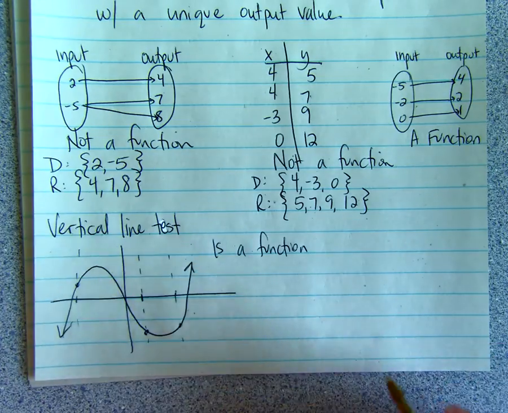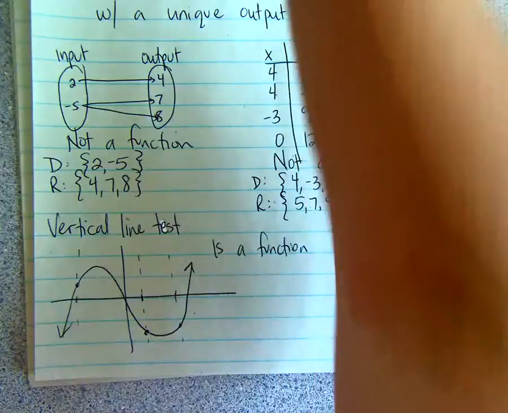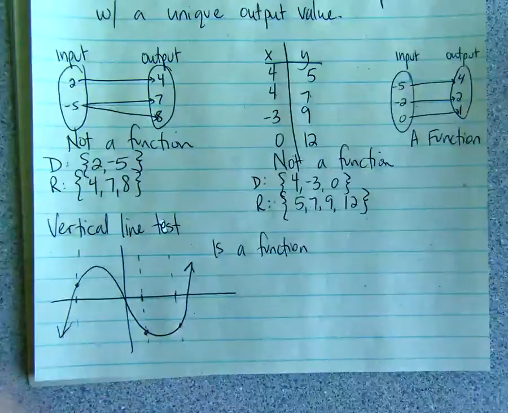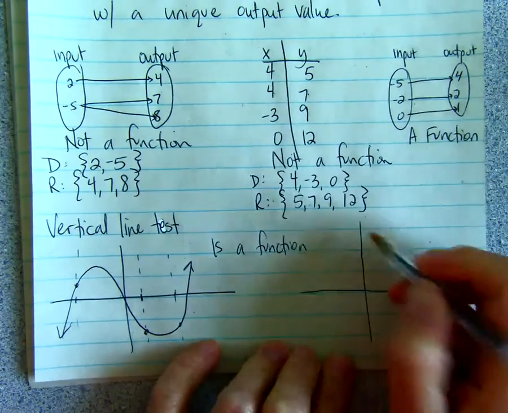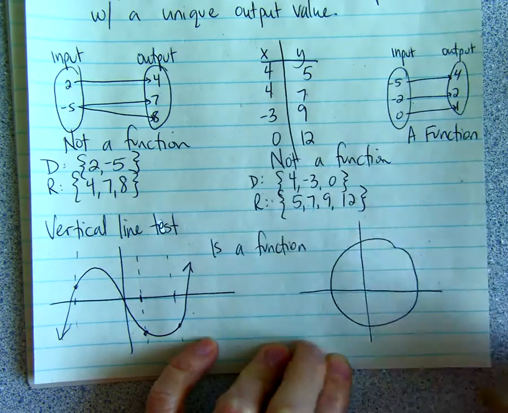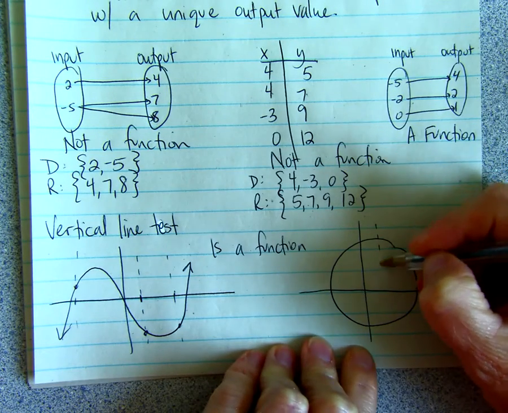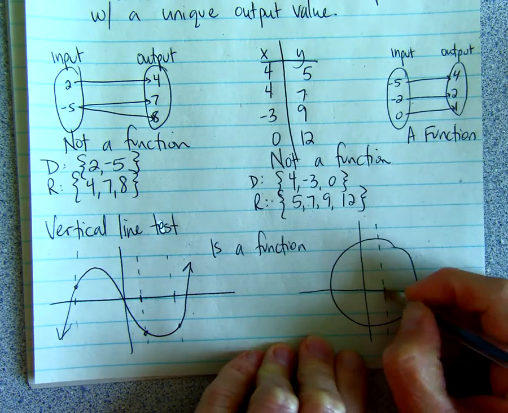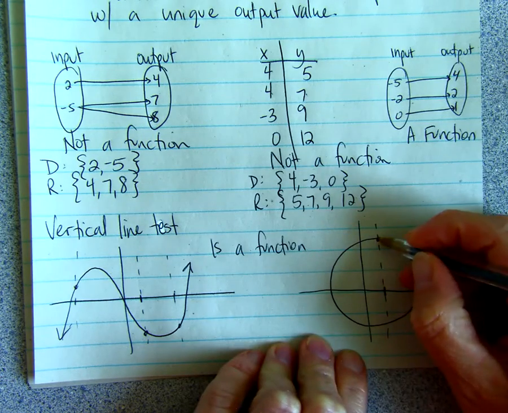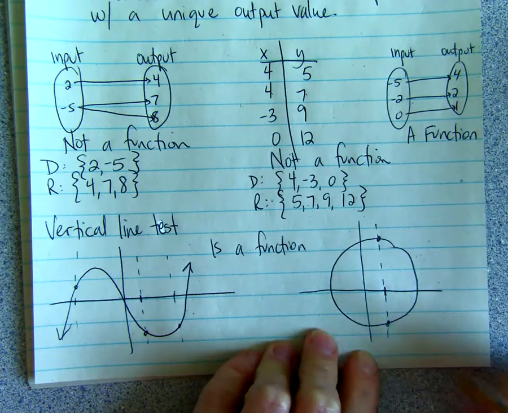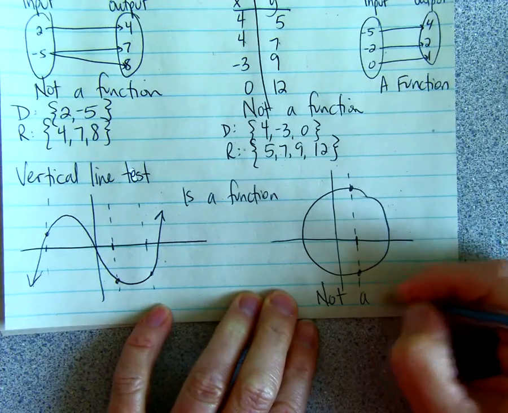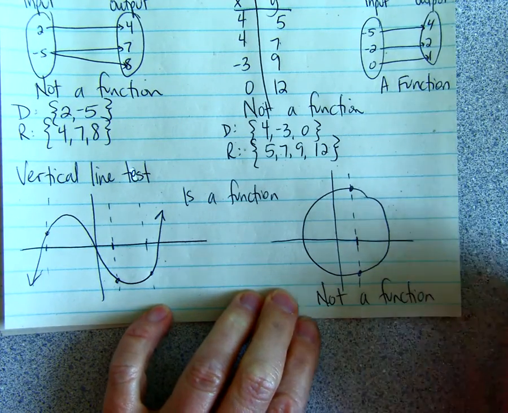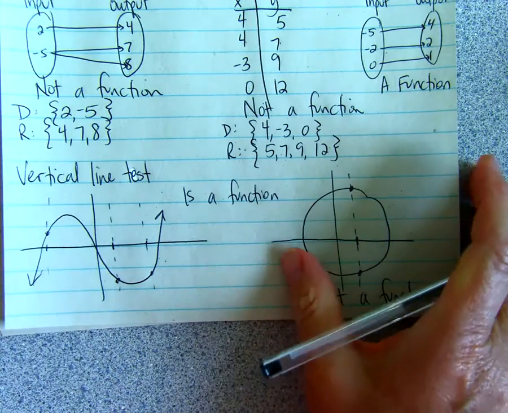Now if I had a picture of, let's say, a circle. So if we had a graph, and on our graph is a circle, imagine drawing a vertical line right through our x value. Here's our x. There are 2 y values. So this circle is not a function. This is not going to work.